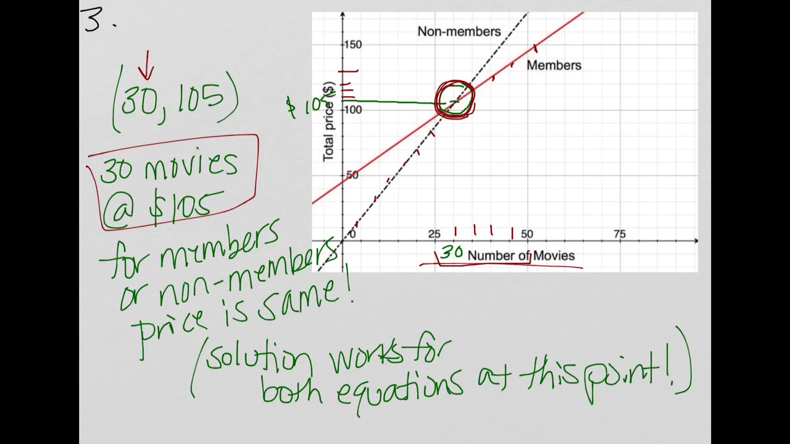So that one point is the only point where both the members and non-members will be paying the exact same price. Every other point in this scenario, one person will be paying cheaper than the other. All right, so bring in context when you can.